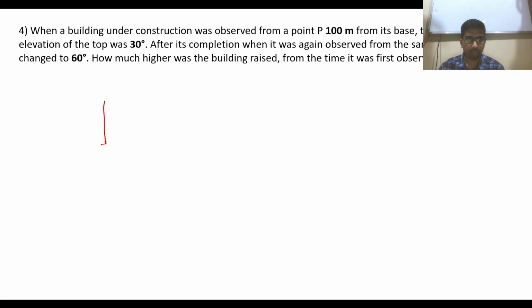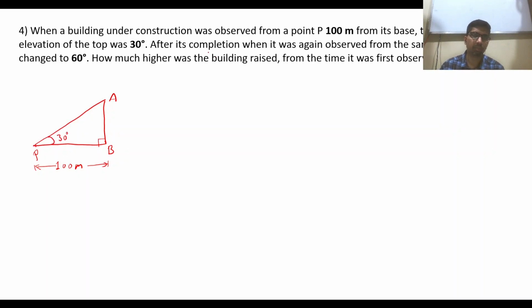So this is the building and this is the base. The point P will not come here. P will come somewhere away. This is point P and this is 100 meters away from the base. I'll write the building as AB. And this distance is 100 meters, the distance from the building. Let's go further. The angle of elevation of the top was 30 degrees. Means a person looking at the top, that will be 30 degrees. This angle is 30 degrees.